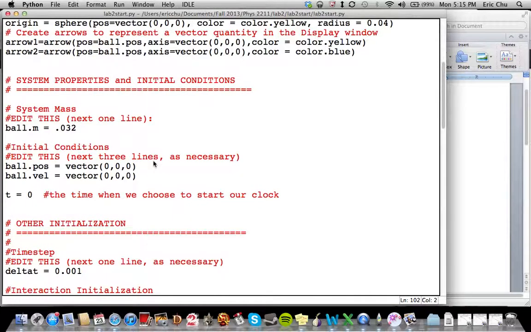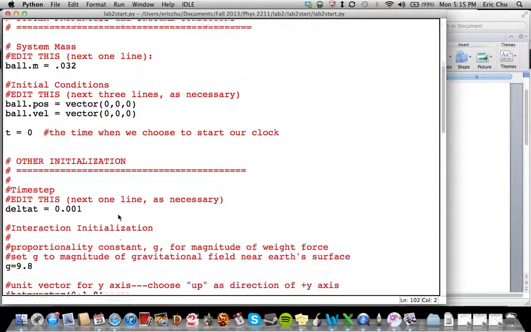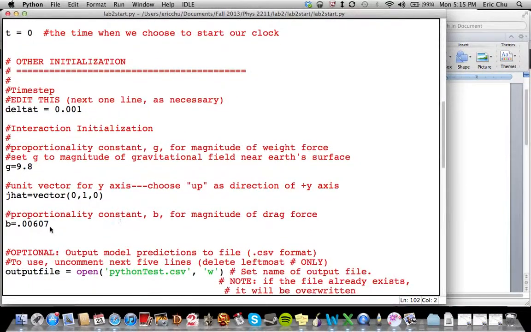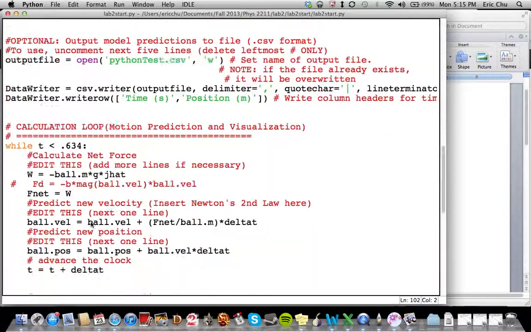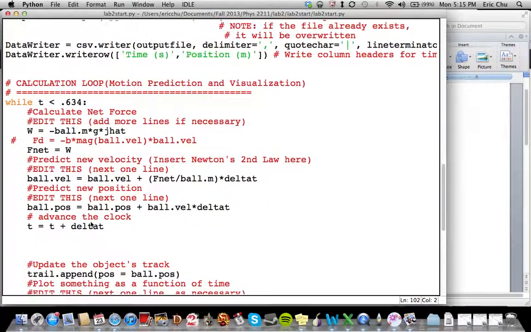So here are the initial conditions. Here's the mass of the ball in kilograms. The position and the velocity vector are both 0, 0, 0. B I found was 0.00607.